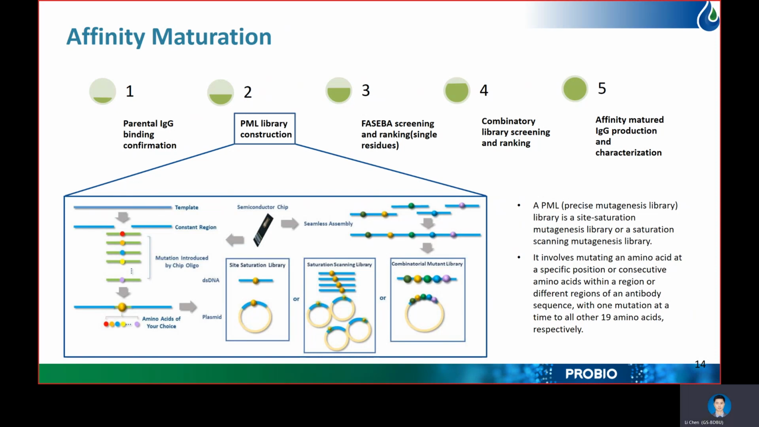So basically, a single saturation mutation library for each CDR residue is first constructed and screened by antigen binding affinity ranking. Then the beneficial mutations that can improve the off rate identified in the first step will be built into a combinatorial library to screen for the best combination of mutations, contributing the most to the affinity.